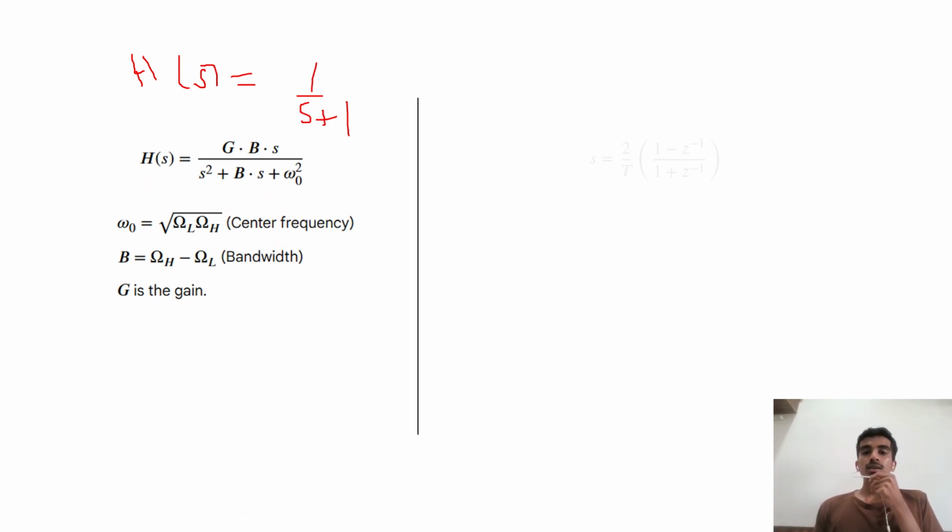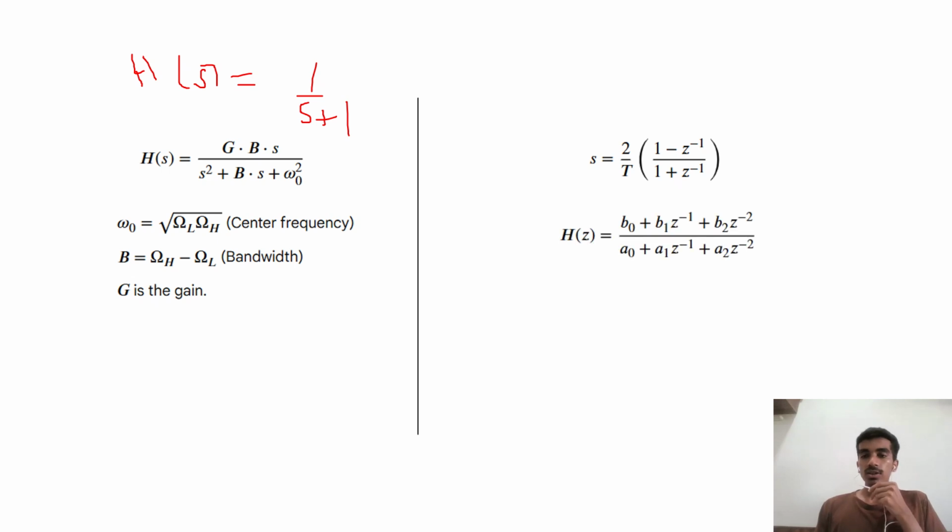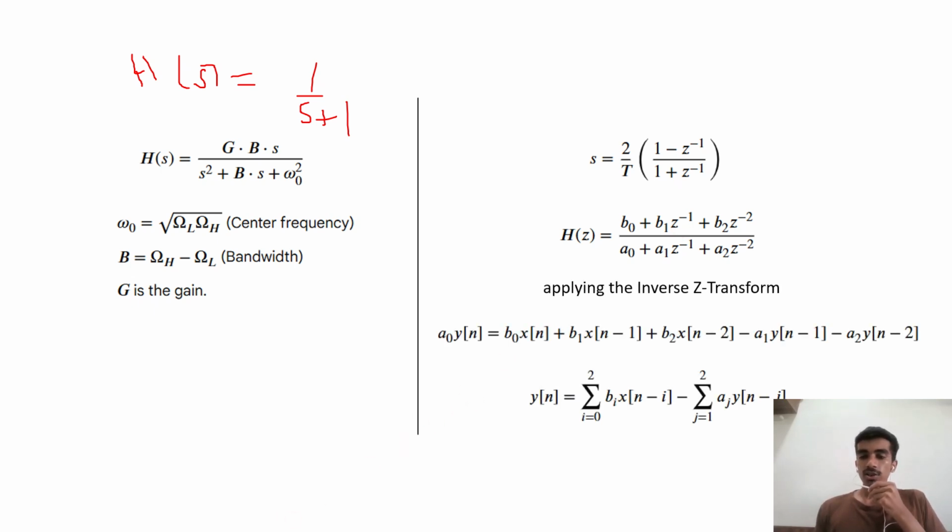We map the S plane, which is the H(s), by obtaining the substitution from this s value into this function to get the equation or the transfer function here. After applying the inverse Z transform to this function, we obtain this equation as shown here. This equation can be written in a generalized form.